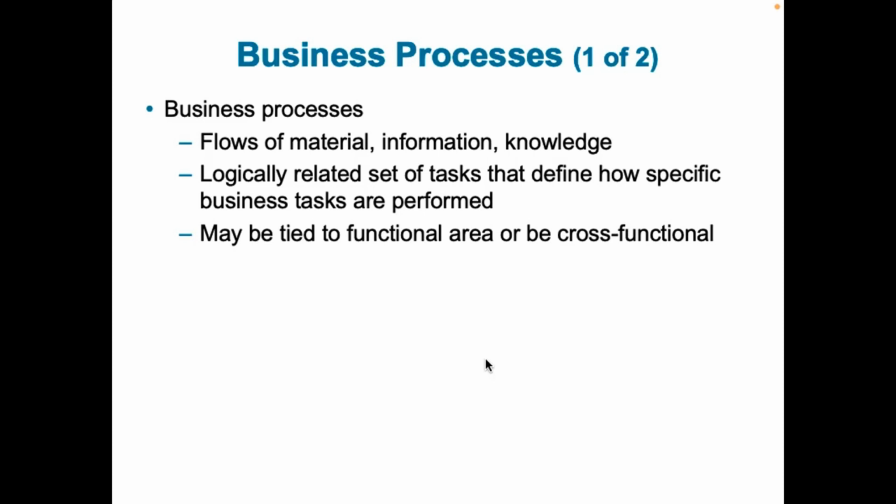Now, business processes may be functional. When we say functional, it may relate to a particular functional area. The functional areas in an organization are production, finance, HR, sales, marketing, and all of that. So it may be tied to just one particular functional area, or it may be cross-functional.